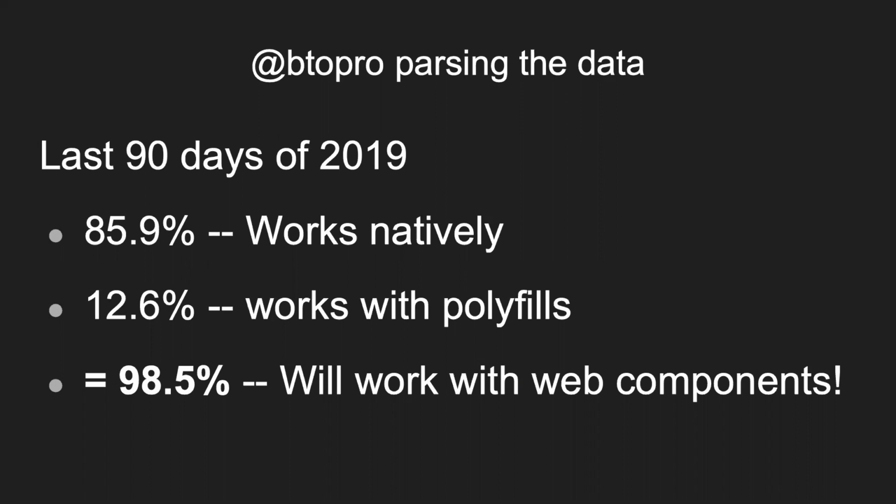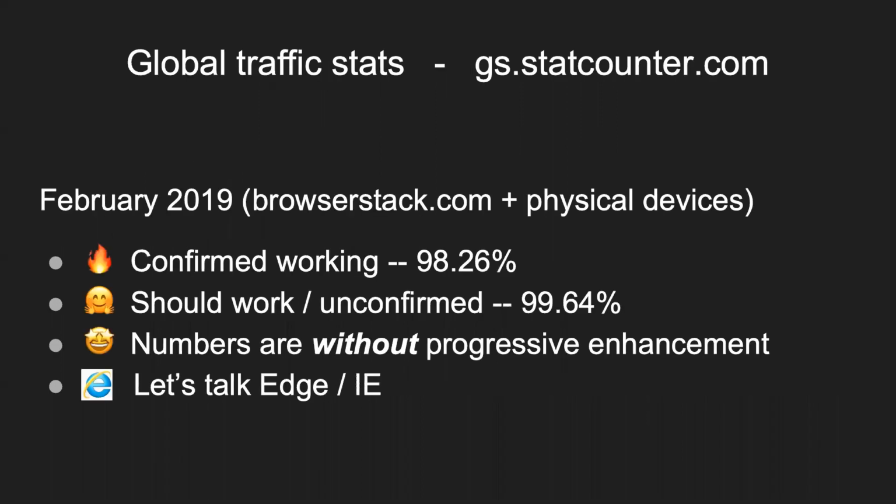But I was able to figure out that, even just piecing through that data set, 98.5% of all traffic to all government websites should work with web components, with or without polyfill. So looking at that on a global scale, not just government data, I was able to independently verify 98.26% of all traffic to one of my blogs would be able to handle web components. And that it should work, right? I can't test everything, should work with about 99.64%. And these numbers are without talking about progressive enhancement, right? You can come up with strategies of getting those numbers up to 100%.